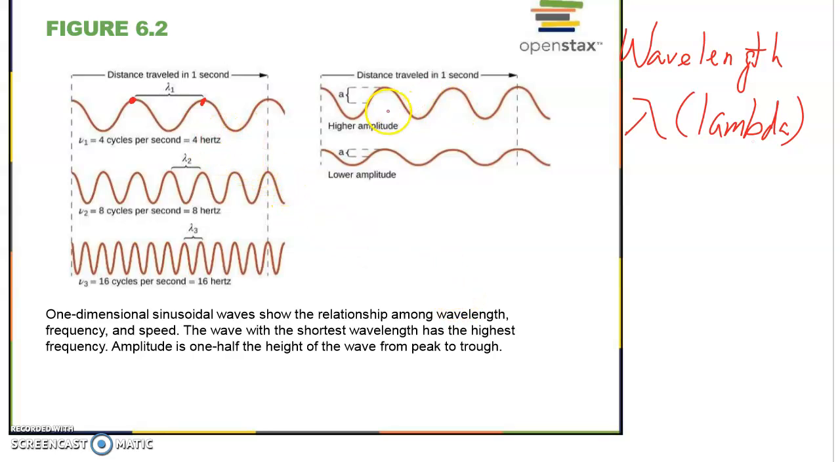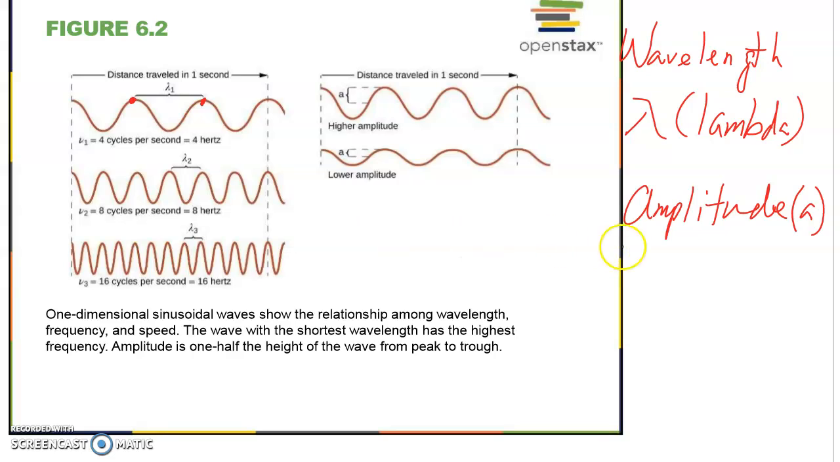Okay, so what about here? You see a letter A over here. That describes how tall the wave is. For example, comparing these two, A over here is bigger than over here. The A on top is bigger. So this one is called amplitude. We use a letter A to represent amplitude.